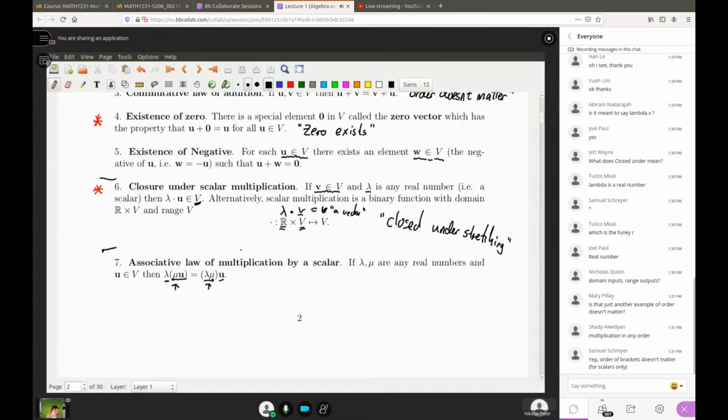Multiplication in any order, sure, Shady. That's a good way of thinking about it. Order of brackets doesn't matter, even in scalars. Yes, I like that one.